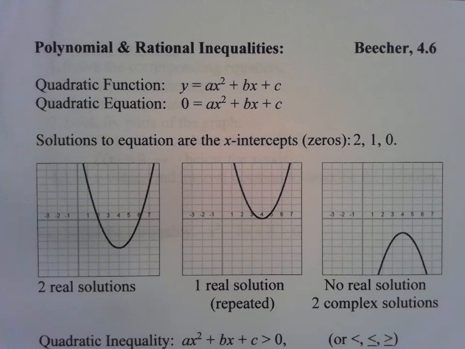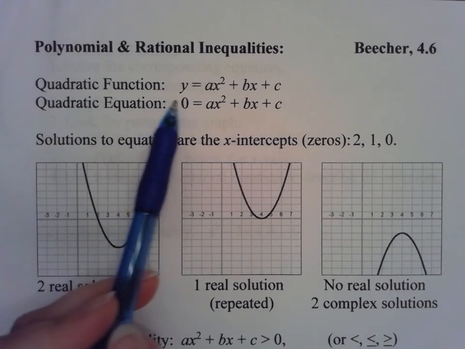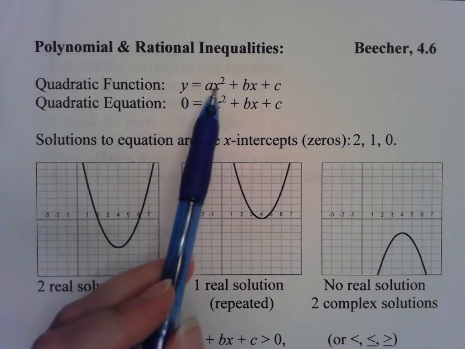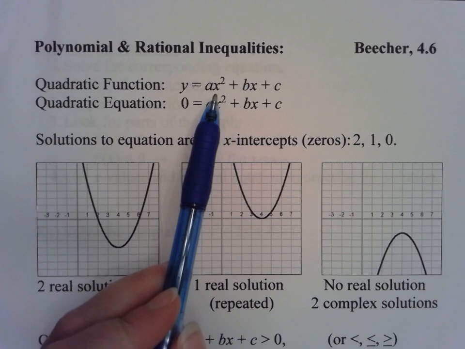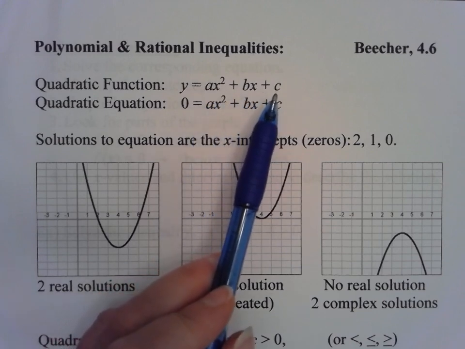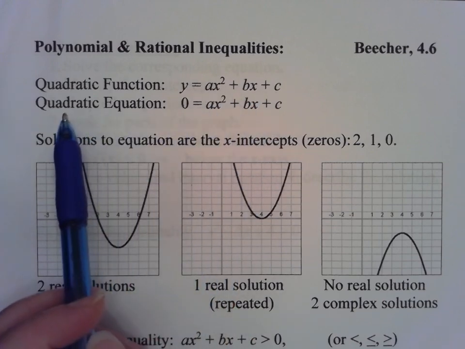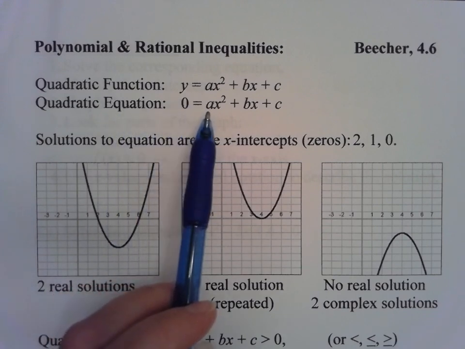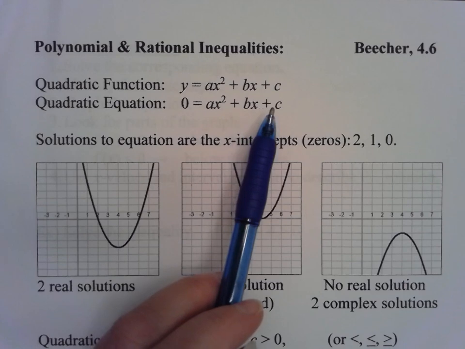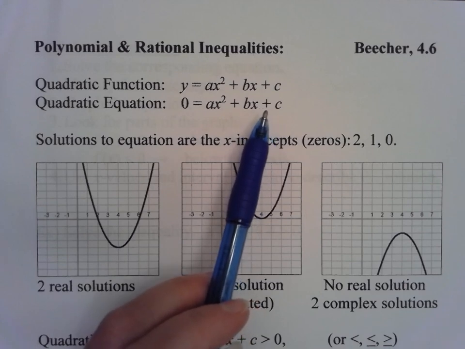So we had a quadratic function. We usually represent it with this formula. That's one way we can do that. Okay, where we have y equals ax squared plus bx plus c. When we solved a quadratic equation, we didn't have the y there, we had 0 equals ax squared plus bx plus c, and we solved for x.